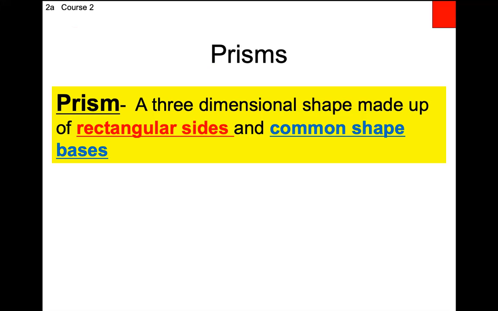You take the shape and you fill up the sides with rectangles. This particular rectangle is a square. Okay? That's what's called a prism.